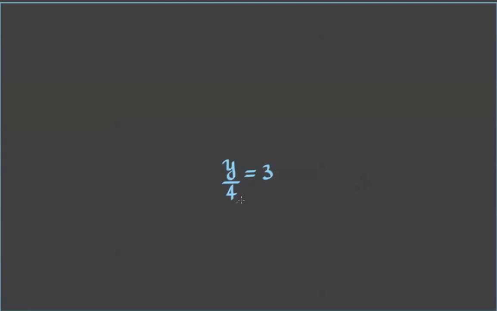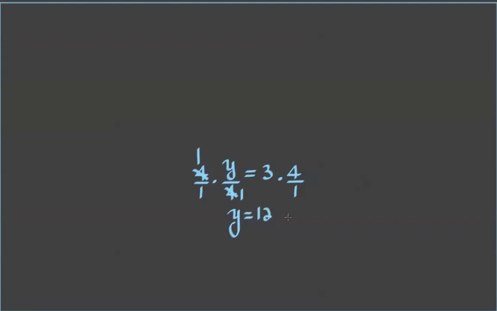Let's look at this example. If a quarter of y is 3, then 4 of those quarters, let's multiply 4 on both sides. The 4's would reduce, and then it's revealed that y must be 12.